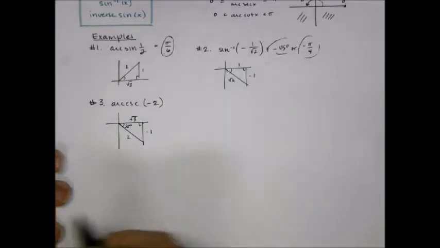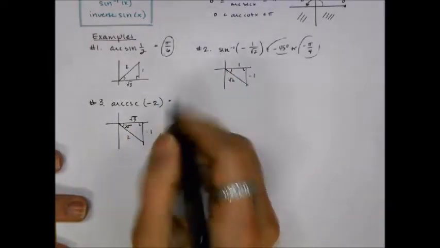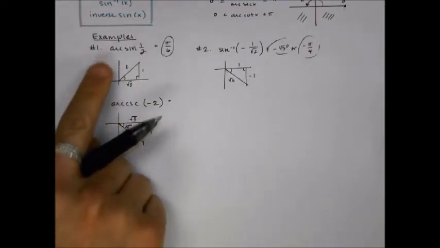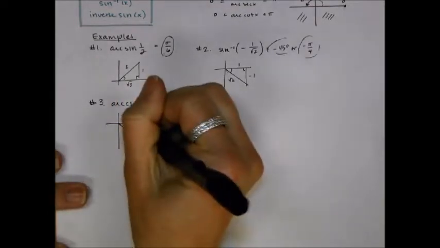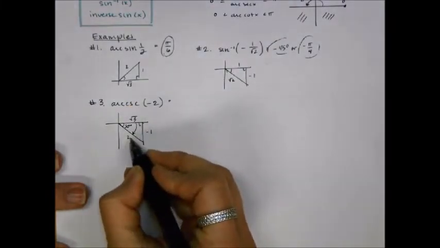So the actual answer here, in order to enter quadrant 4 for an inverse trig function, for inverse sine or inverse cosecant, we have to move in the negative direction. So we're looking for this angle here, which is negative 30 degrees, or negative pi over 6.